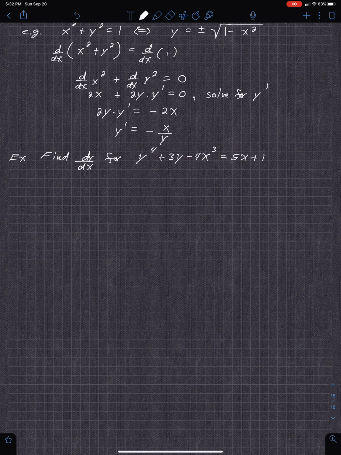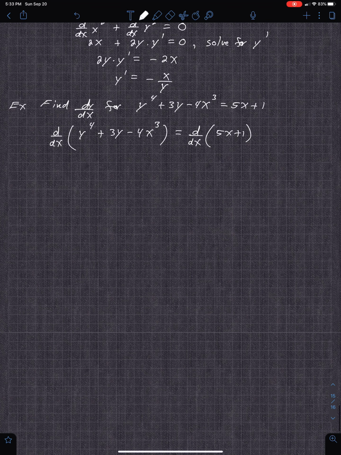So try it. This is a good one. I mean, usually these I just have you try right away. So try this one. You can just start taking derivatives, but I'll write it out this time again. d/dx of y to the fourth plus 3y minus 4x cubed. So it's this whole thing, and then you just go through and take its derivative. You don't have to distribute and show all those steps. Equal to d/dx of 5x plus 1.